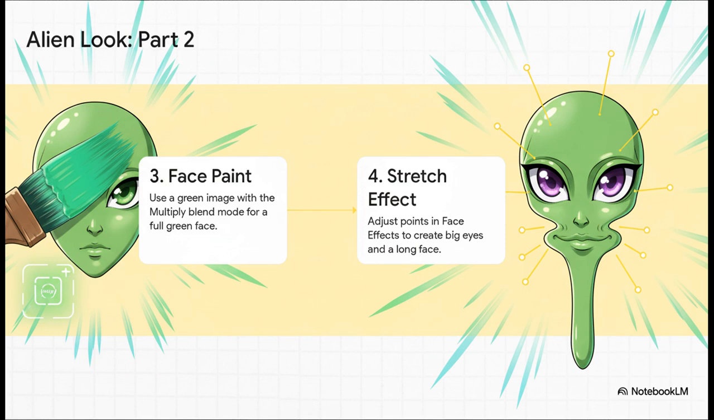Okay, so a green tint is a good start, but we want to be fully green, right? So next up is face paint. You just upload a simple green image and set its blend mode to multiply, and boom, solid green face. Now for the really fun part, the stretch effect. This is where you can get super creative, pulling on different points to create those huge classic alien eyes and a long, kind of goofy face.